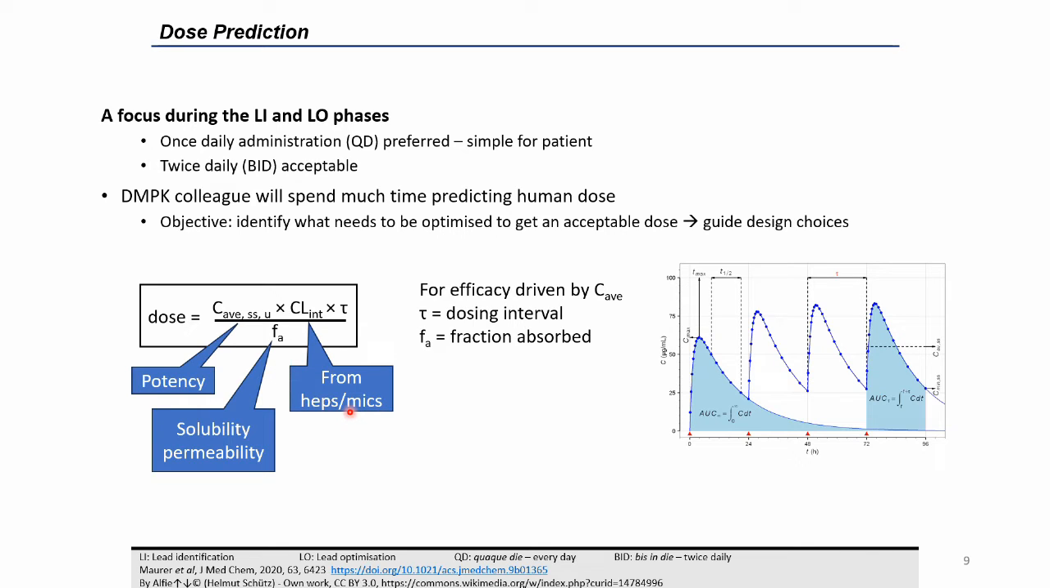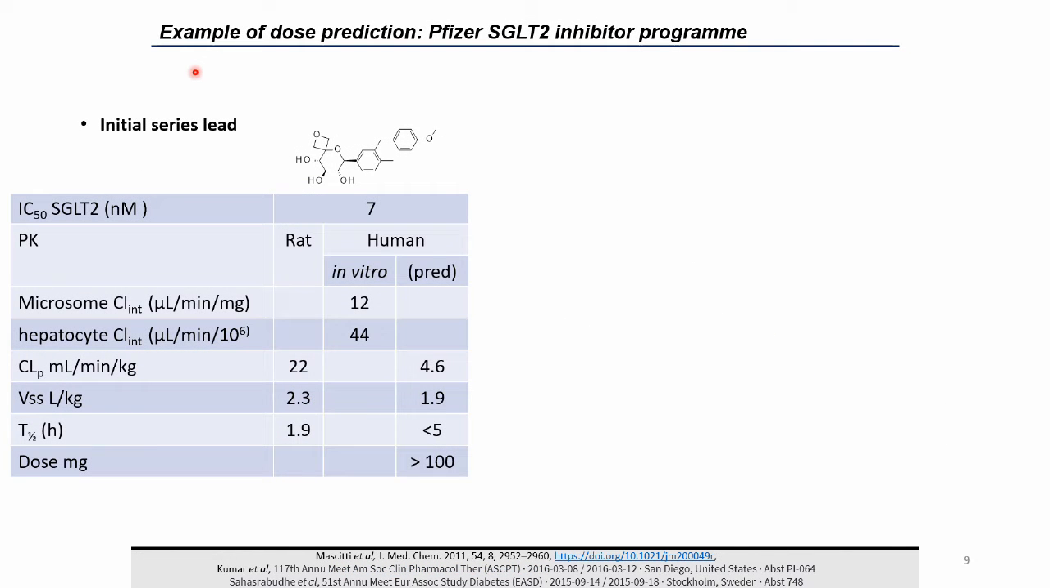And so using this type of equation enables you to calculate what dose you'll need to give to a patient, and therefore how close you are to reaching your target profile for your compound. Okay, so as an example of the application of dose prediction, I'll use Pfizer's SGLT2 inhibitor program.